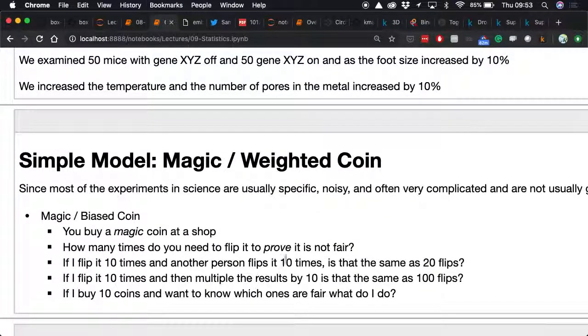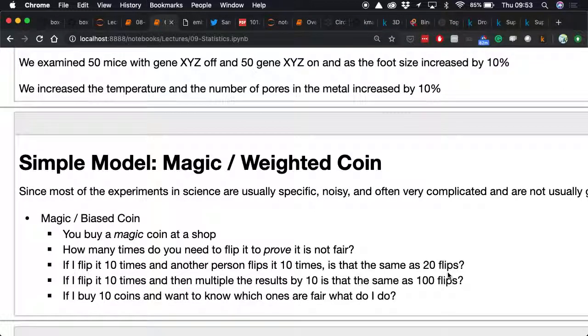If I flip it 10 times and another person flips it 10 times, is that the same as 20 flips? Yeah. So it's not the same as if you were to flip it 20 times. And so if you have multiple different people doing the task, and with coin flipping, you wouldn't expect it to make that much of a difference, but there are people who flip coins in very strange ways that might cause the magic coin to be more biased or less biased. And so it's not the same as doing 20 flips.